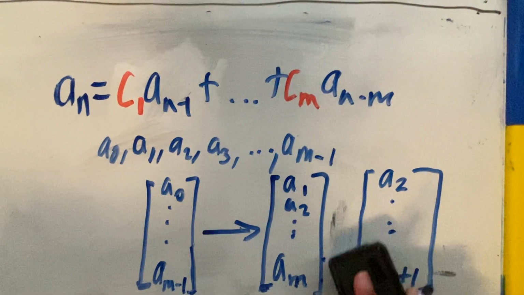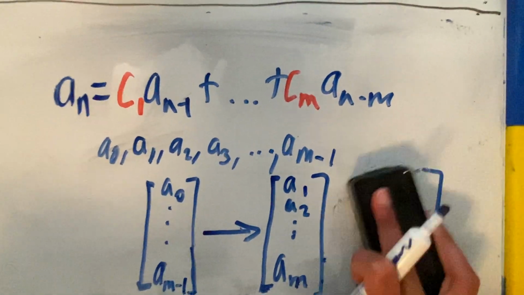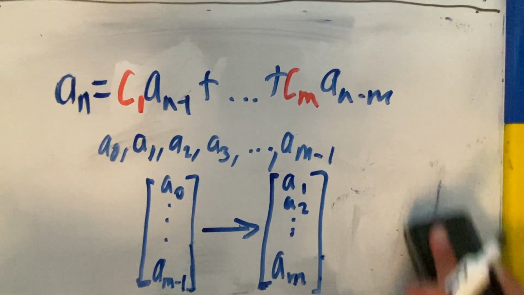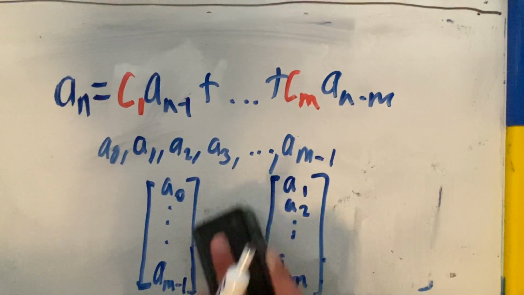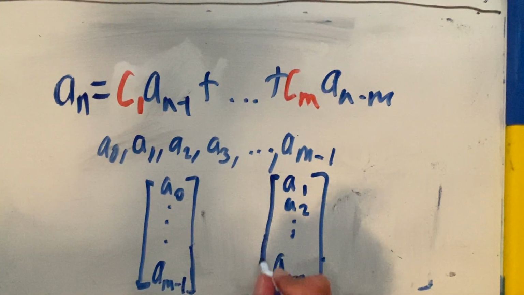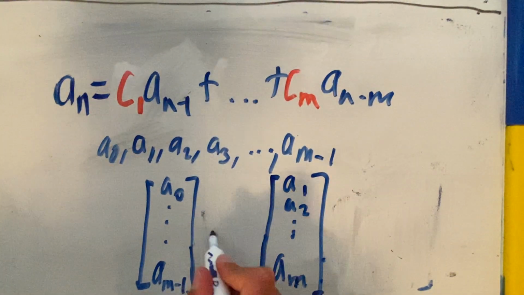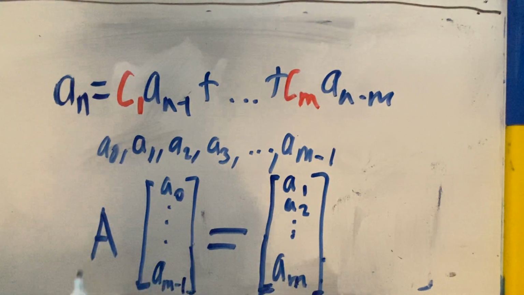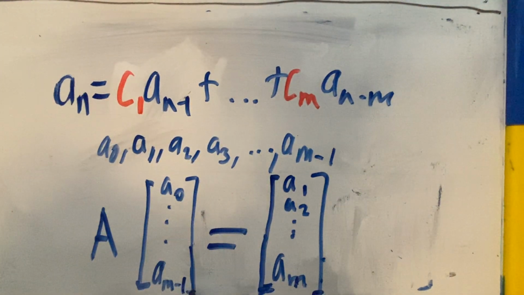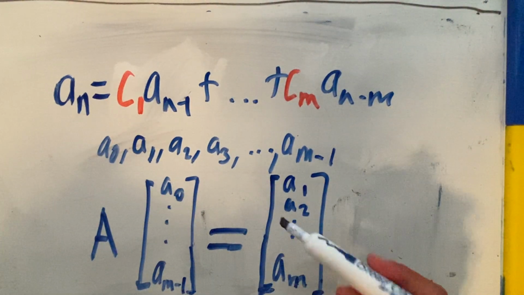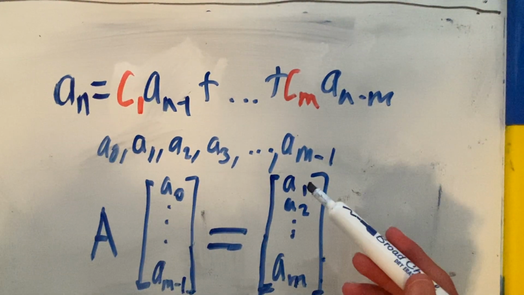So let me erase this. And so we're trying to find a matrix that you can multiply, and we can call this matrix A. A times this initial conditions vector should give you a new vector, which is just the terms in the sequence bumped up by 1 index.